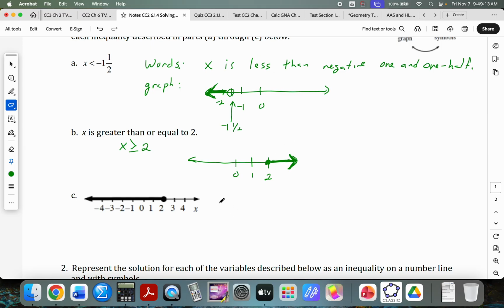And then C would be x is less than or equal to 2. So just the opposite of the one that we had previously.